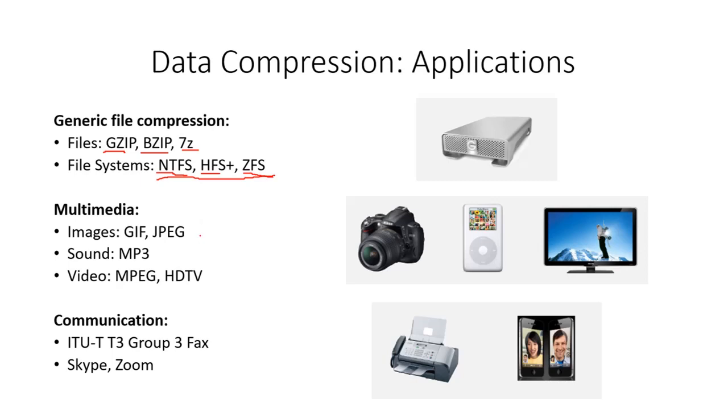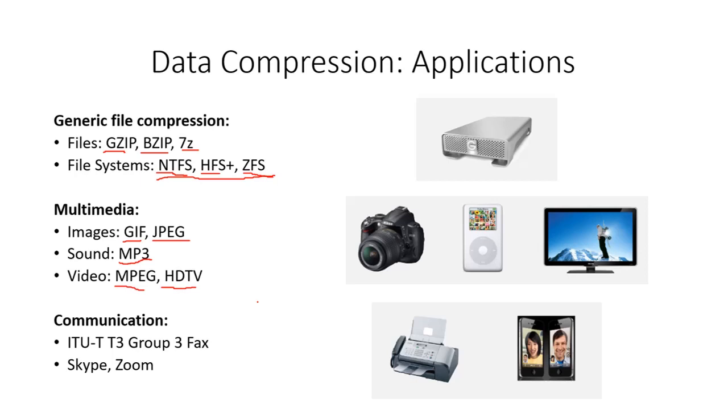And we have some kinds of data compression that specify the exact type of files. For example, if we want to compress images, usually it uses the GIF or JPEG extensions. This JPEG or GIF is actually a data compression application. In order to compress music, we can use MP3. In order to compress video, we can use MPG and HDTV.